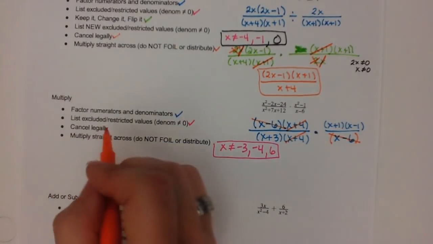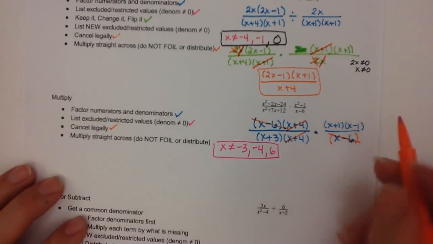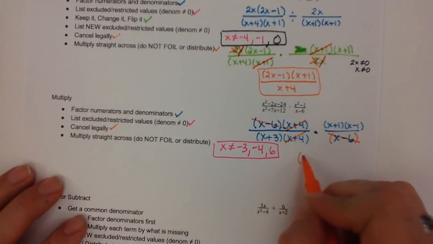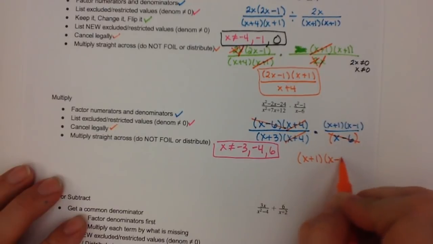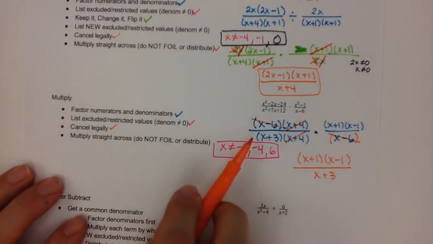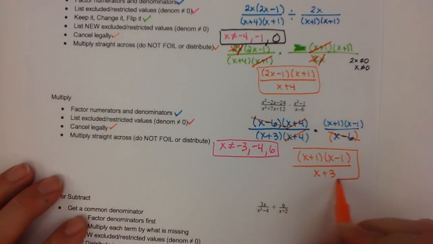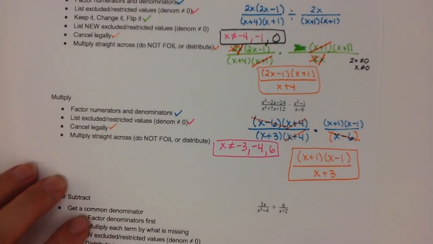And then nothing else matches, so we go ahead and multiply straight across, but we're not going to FOIL or distribute. So we'll leave the x plus 1 times x minus 1 just like it is. And it's going to be over x plus 3, which again can have the parentheses or not, just up to you. So that would be our simplified answer.